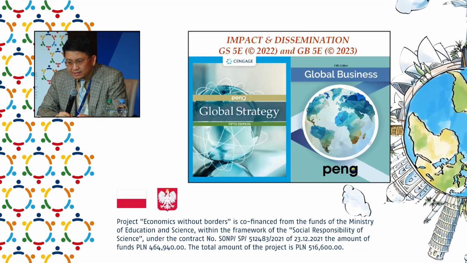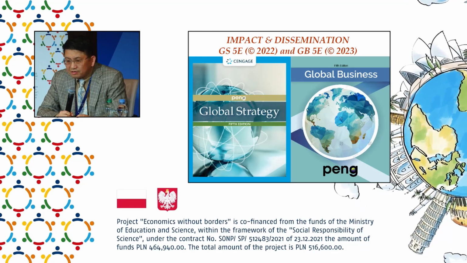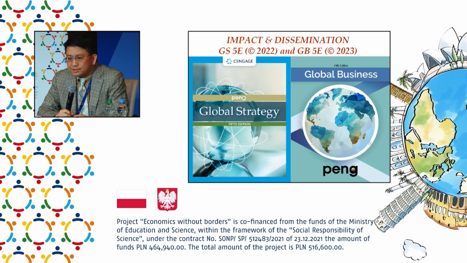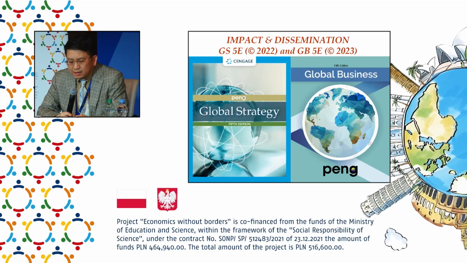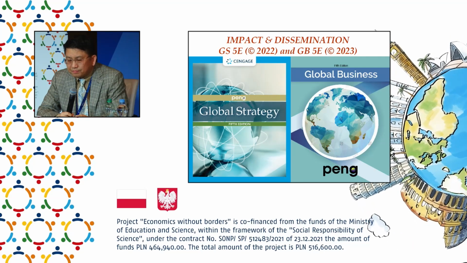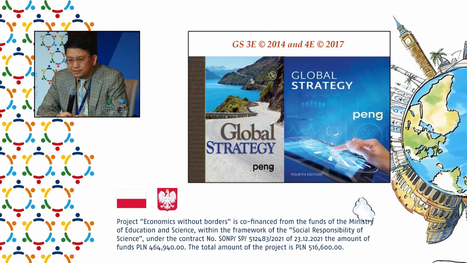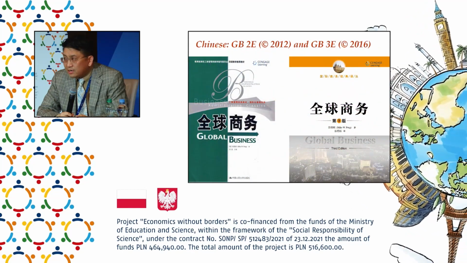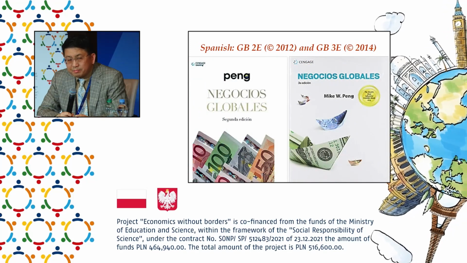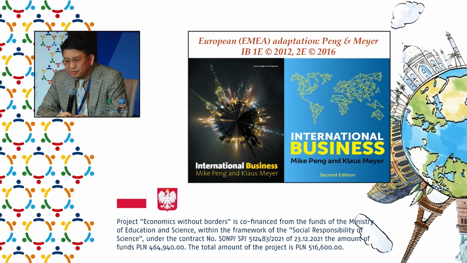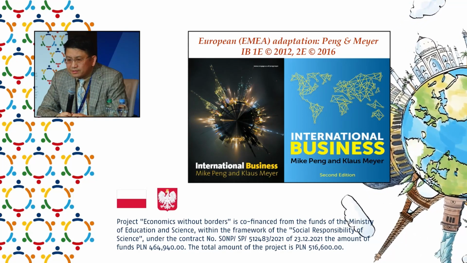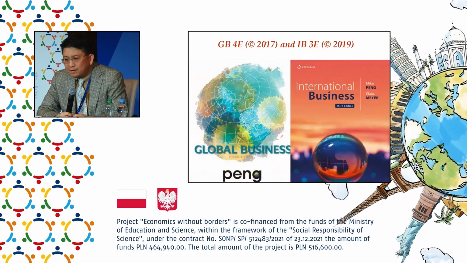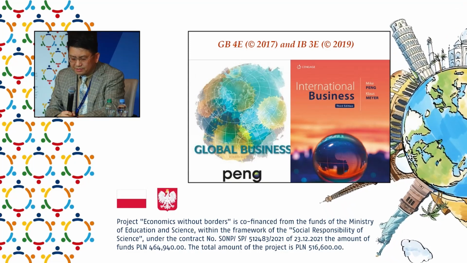Another dimension of impact is impacting students. We talked about impacting academic researchers. So these books are disseminated and studied by students in over 50 countries. I'll just show some examples. There is this Portuguese edition, a paperback, Chinese edition, Spanish edition, and then European edition. In Europe, we have this marketed as international business, and we went to India as well. So I think these are pieces of evidence of impact.